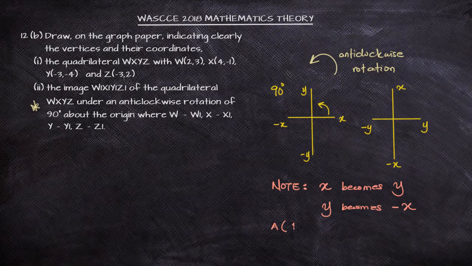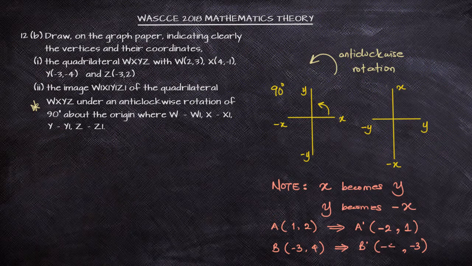If you have a point A that is defined as 1, 2, if you rotate it, anti-clockwise rotation, 90 degrees, x becomes y. So 1 becomes y, and then 2 becomes minus 2. Or we have B minus 3 and 4. So the new position will be x becomes y, it is minus 3, y becomes minus x, that will be minus 4. So with this rule of thumb, all we need to do is to apply this in the question that we're asked, and our solution will easily come out.